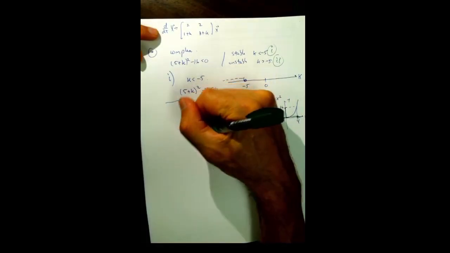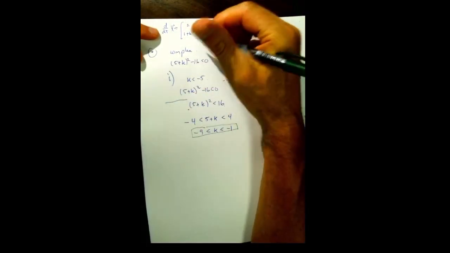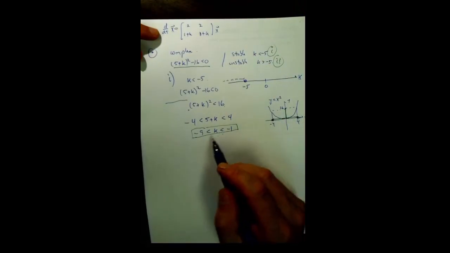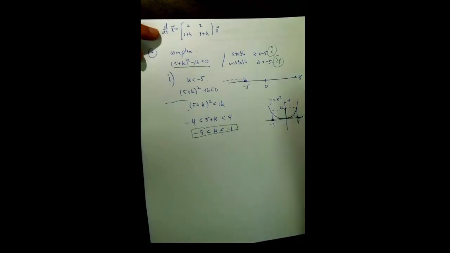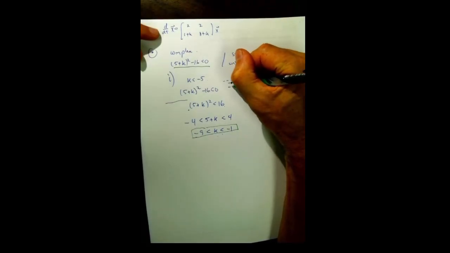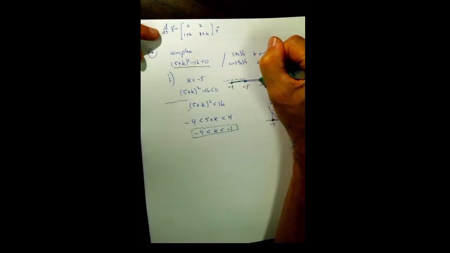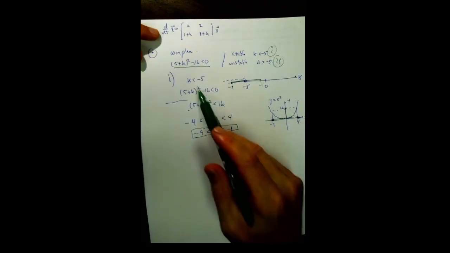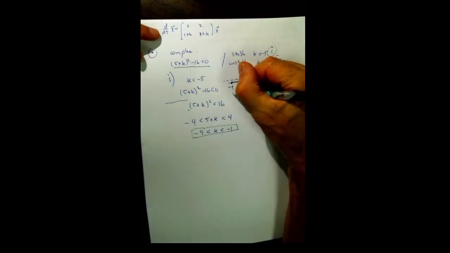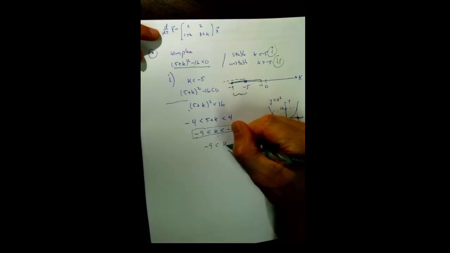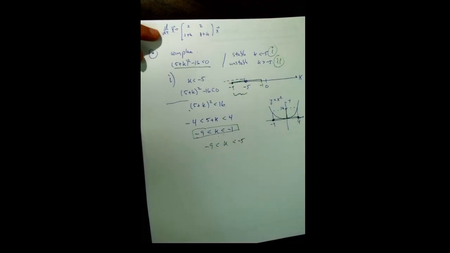So my condition that it be complex, that 5 plus k squared minus 16 be less than 0, implies that k is between minus 9 and minus 1. So that's going to happen for k between minus 9 and minus 1. And for both of these things to be true means that k has to be between minus 9 and minus 5.